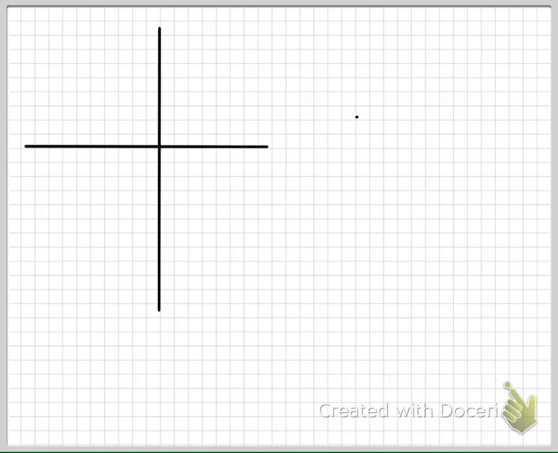So for this one, it's going to cross through this point, and it's going to cross through 4, 1, that point. So our line should look something like this, all right?